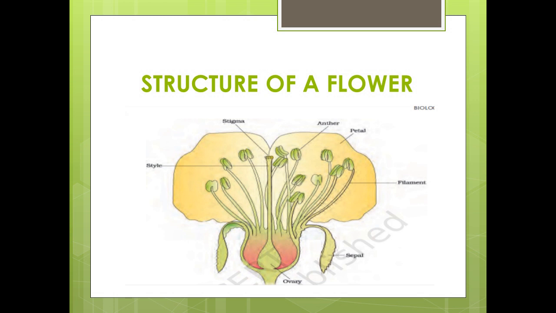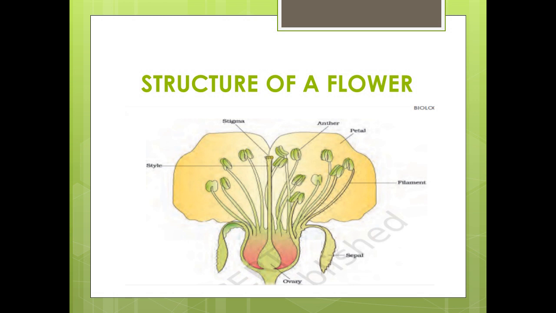Flower is a modified shoot that aids in sexual reproduction in plants. A typical bisexual flower has four whorls, namely calyx, corolla, androecium and gynoecium. Calyx and corolla are called the non-essential whorls as they do not take part in reproduction, while androecium and gynoecium are considered to be essential whorls as they take part in the reproduction.